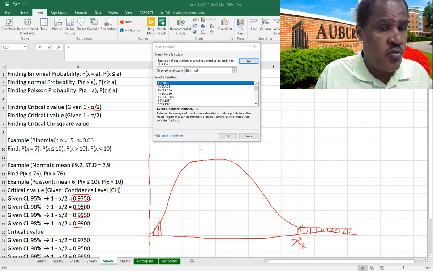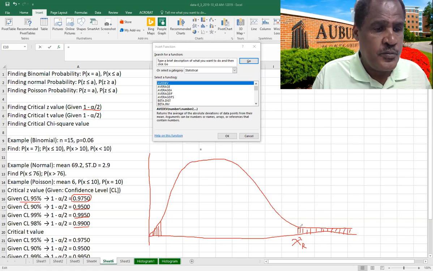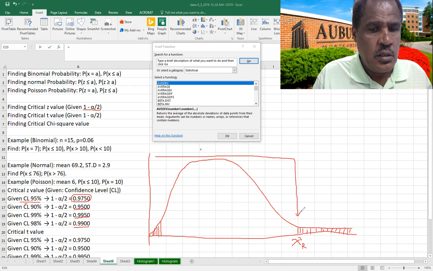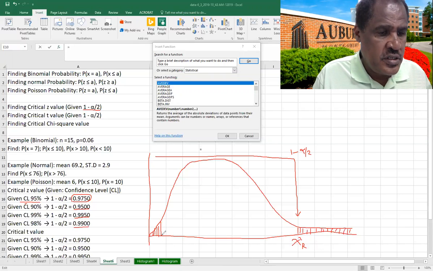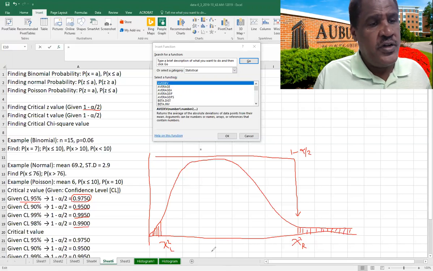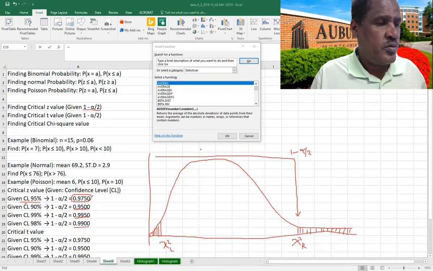Here, remember, this cuts area of 1 minus alpha over 2 to the left, okay? This area from here to here is 1 minus alpha over 2, including this area, okay? And this critical value right here is chi-squared left, the left critical value. Now, how do you find the right and the left critical value? Let's take this example, okay? In this example, if you are given 95% confidence level, 1 minus alpha over 2, which corresponds to the right critical value, is area to the left, 0.9750.